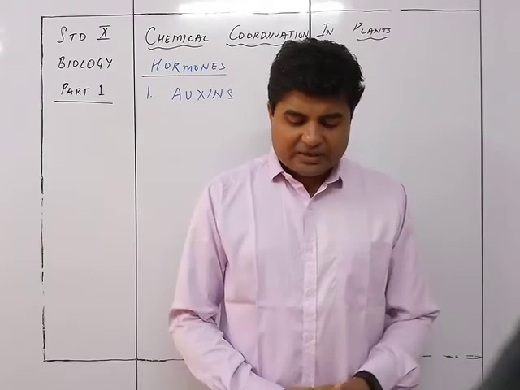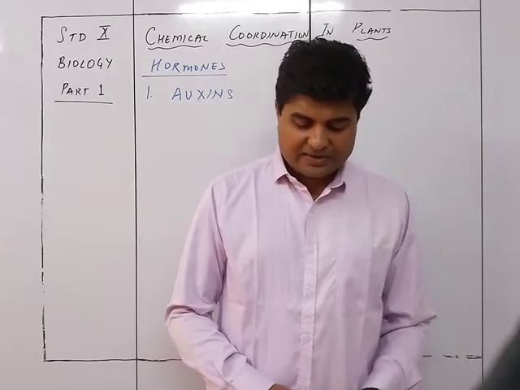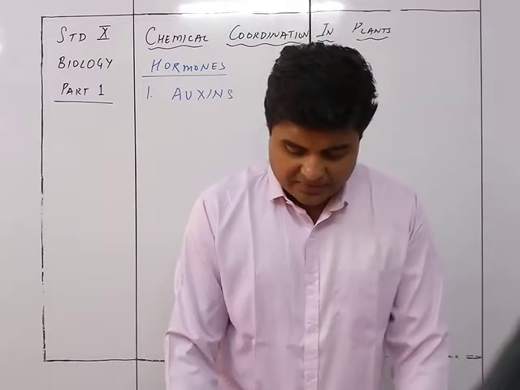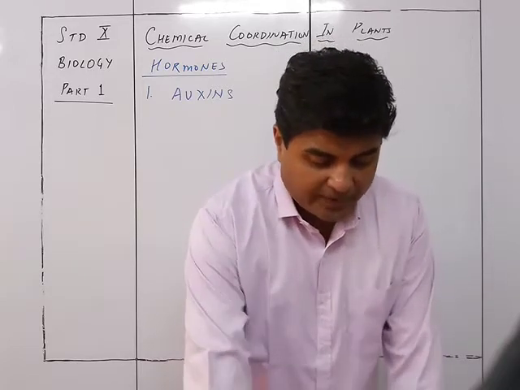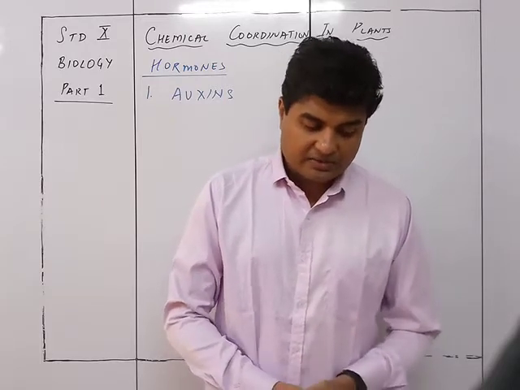Auxins are universally distributed in higher plants as well as in lower plants like algae, fungi, etc. In higher plants, they are present more in actively growing regions like the shoot apex, root apex, lateral meristem, etc.